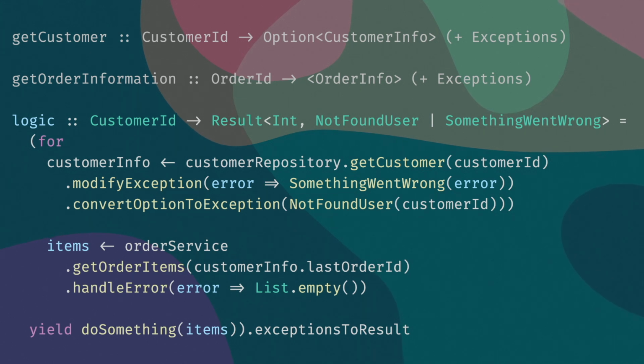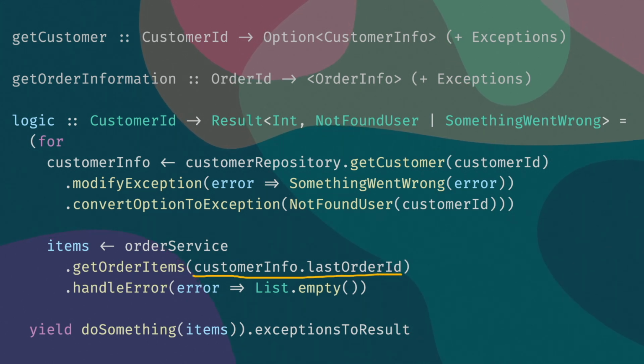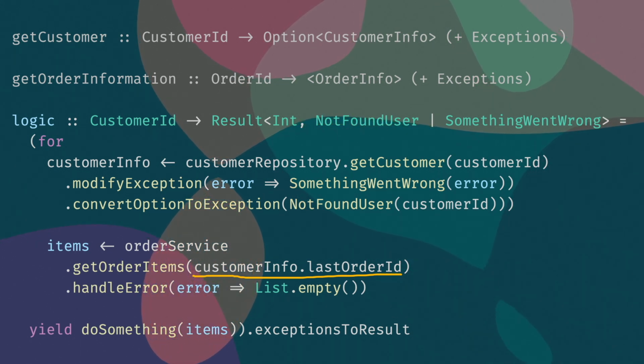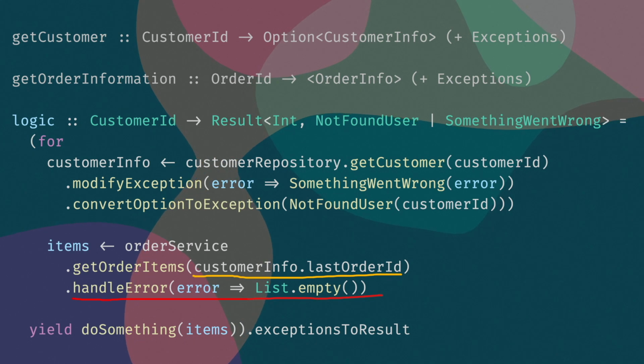Then we take the last order ID from customer info and fetch the order details from the other service. In this example, we know that the order service can fail to return order info, and we don't care. That's why in case of any error, we default to an empty list.